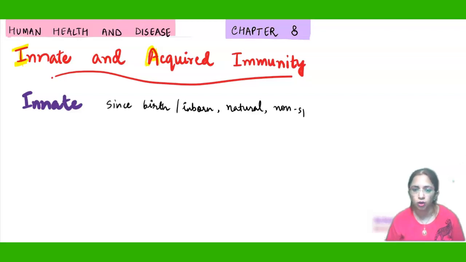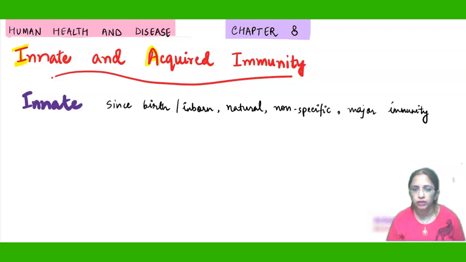This is non-specific in nature, meaning it will not act against a specific pathogen, but it will act against all. So innate immunity is since birth, it is natural, it is non-specific in nature, and it is a major type of immunity in your body. Right? So it is the major immunity of your body.